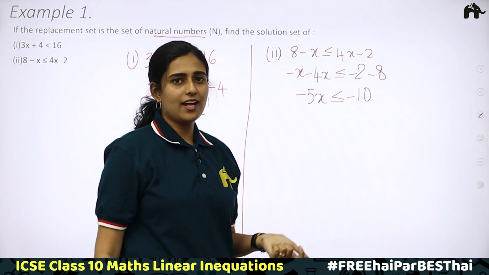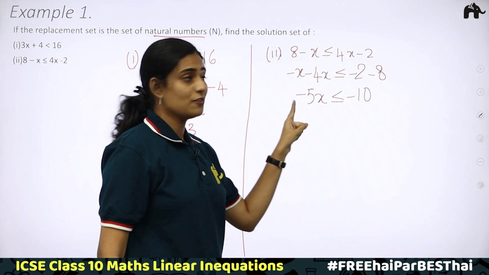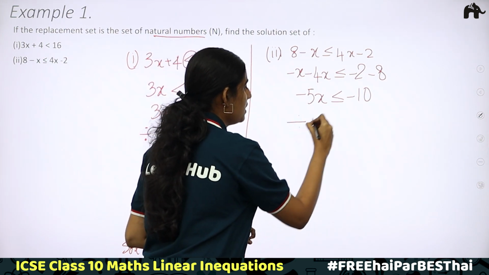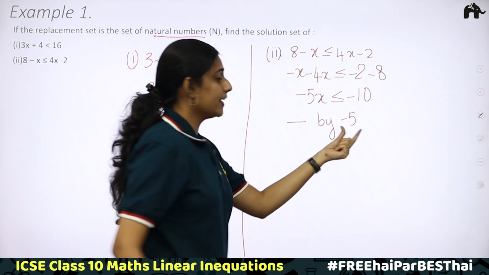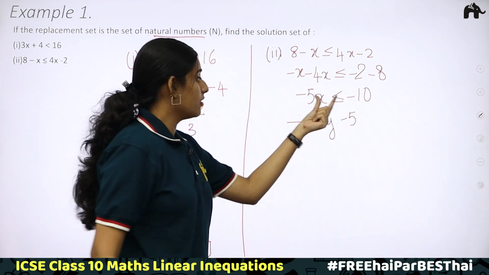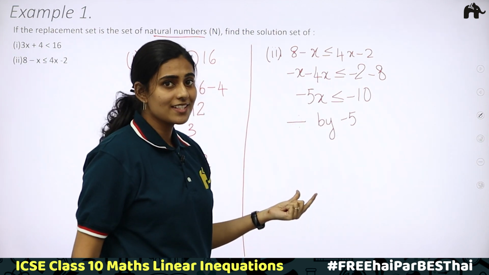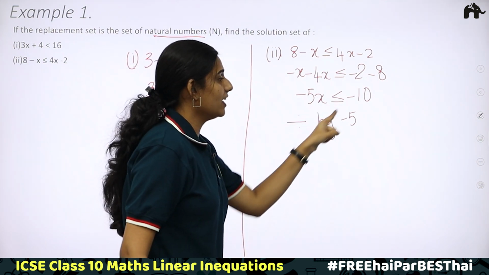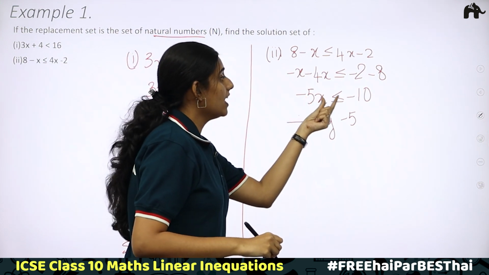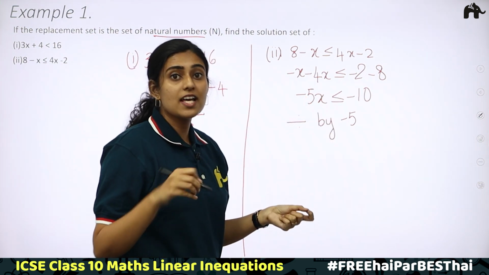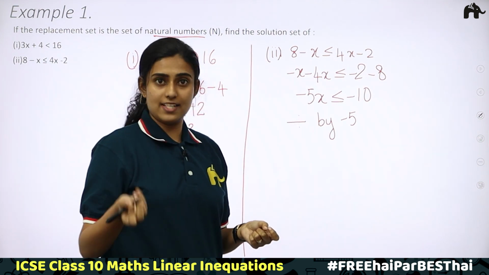Next, what can be done? Here we have to remove this negative 5. For that, I can divide on both sides by minus 5. Minus 5 is a negative number. When you divide or multiply with a negative number, what happens? The sign of inequality changes, or the inequality reverses. Here we have less than or equal to. It becomes greater than or equal to. This is rule 4 that we studied.